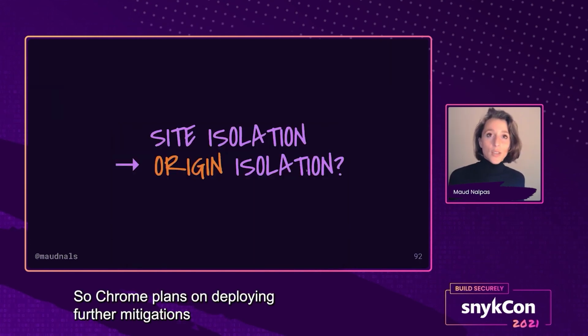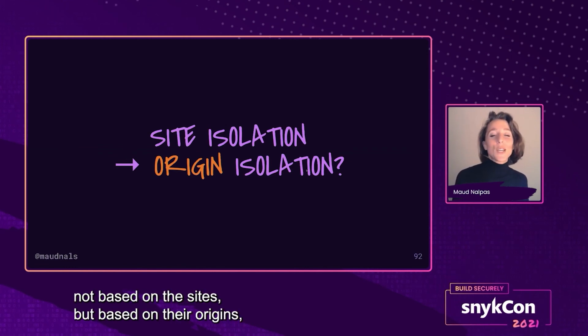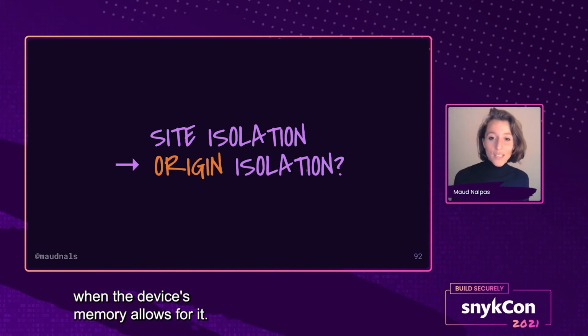But there's more to that. Chrome plans on deploying further mitigations against Spectre by isolating websites not based on the site, but based on their origins, when the device's memory allows for it.